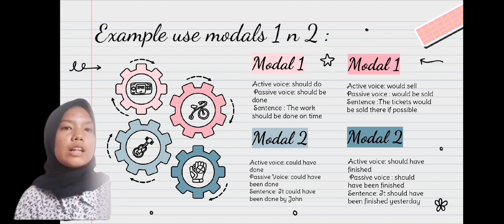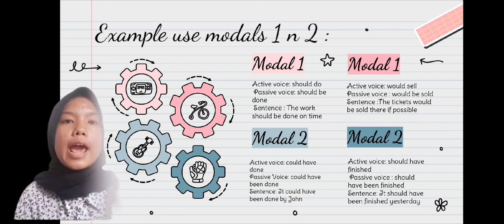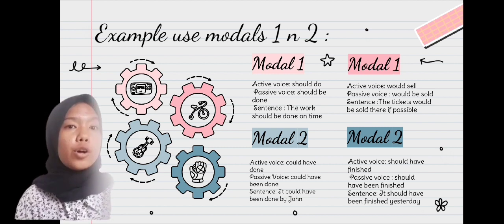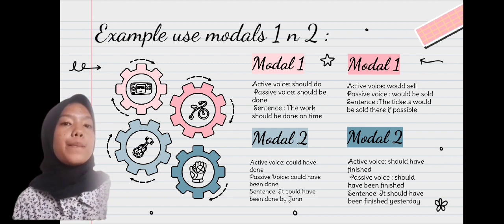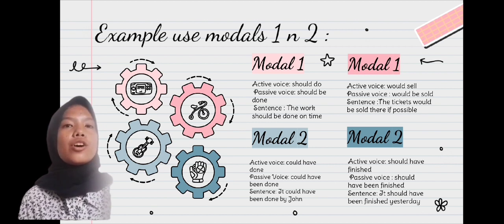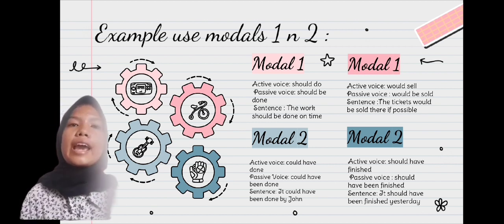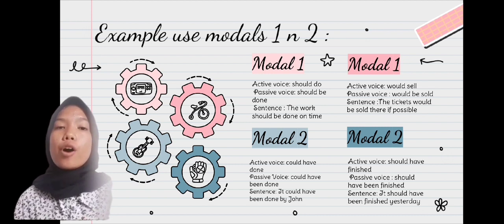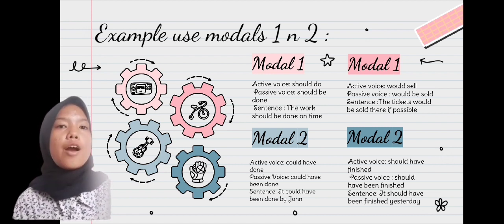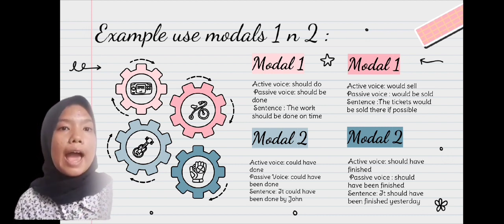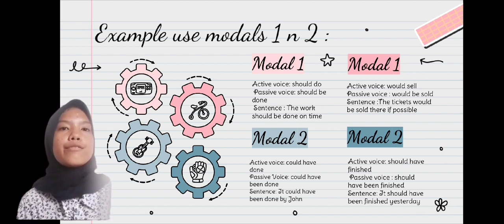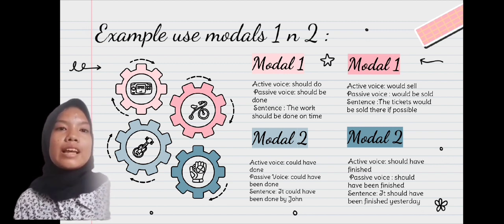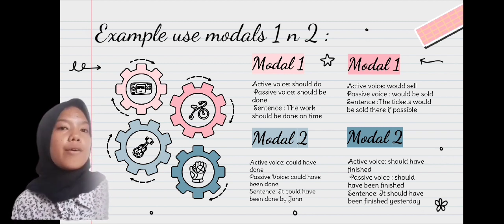Example use modal 2. Number 1, active voice could have done, passive voice could have been done, and in the sentence: it could have been done by John. Okay, number 2, active voice should have finished, passive voice should have been finished. The sentence is: it should have been finished yesterday. That is the sentence of a passive voice modal.